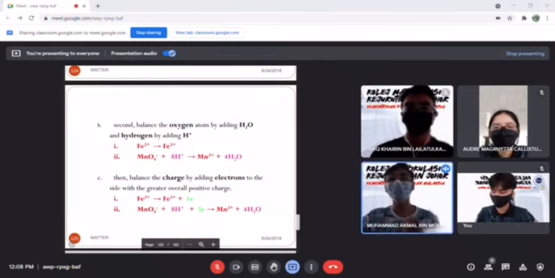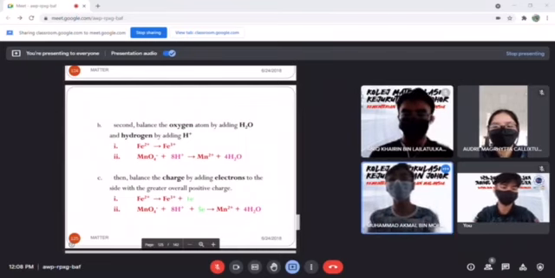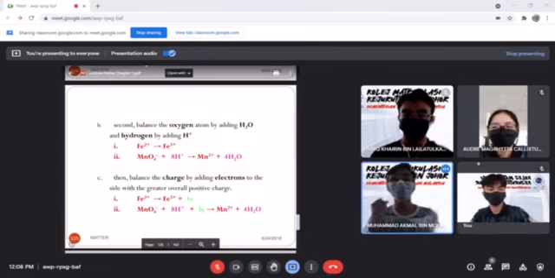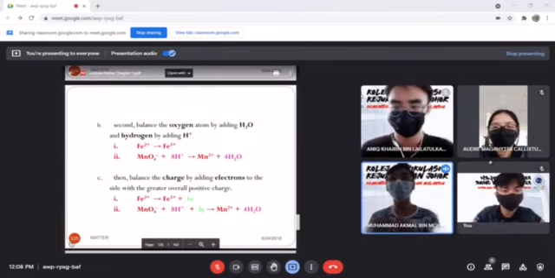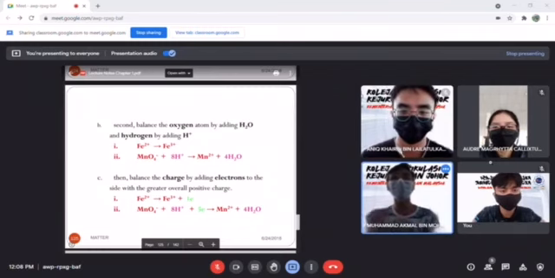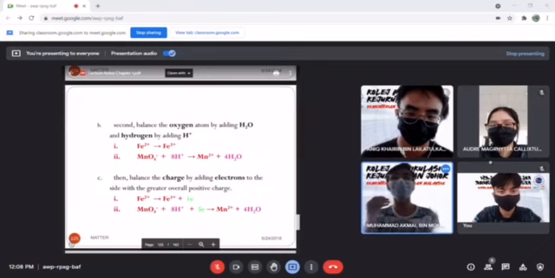So, for the next step, we should balance the H atoms by adding H+ ion on the deficient side. For the first equation, we should add 8 H+ ions on the left side to balance the H atoms, which is MnO4- ion plus 8 H+ ion will form Mn2+ ion plus 4H2O. For the second equation, both sides don't have H atoms. So, the reactant Fe2+ will form Fe3+ ion.